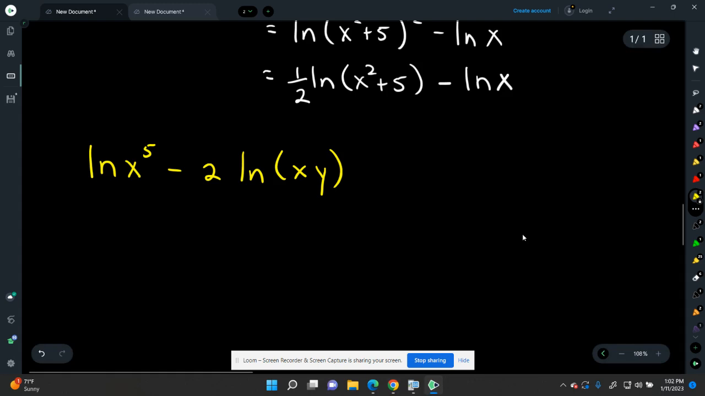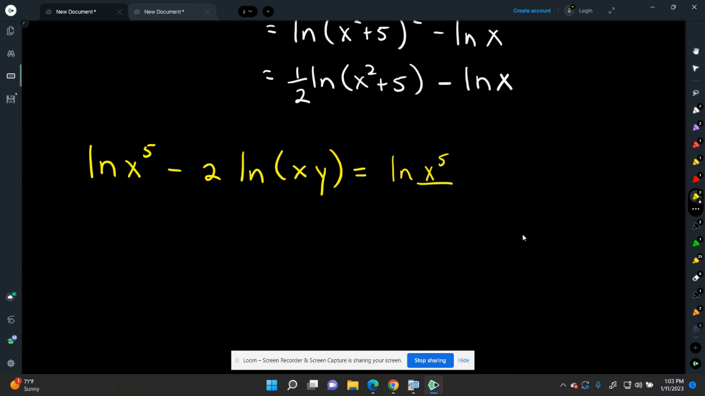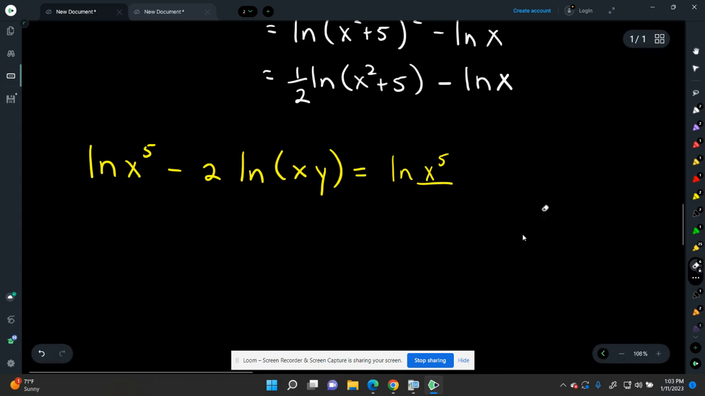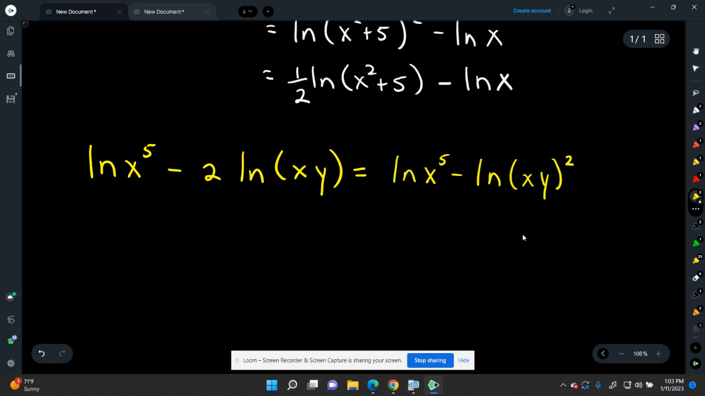All right, what's our first step here? Morgan, what did you do first? ln x to the 5th divided by 2 ln xy. You got the right idea. The subtraction, that's the right idea. Anyone do something different? Kaylin? I moved the 2 to the exponent of xy. Yeah, let's move that 2 to the exponent first. Then what?